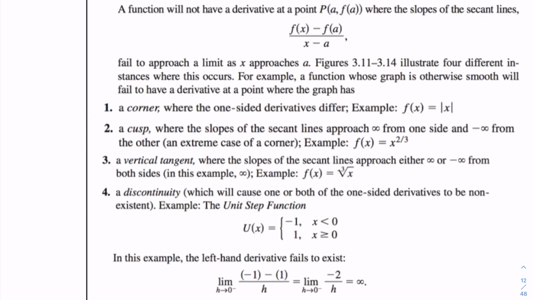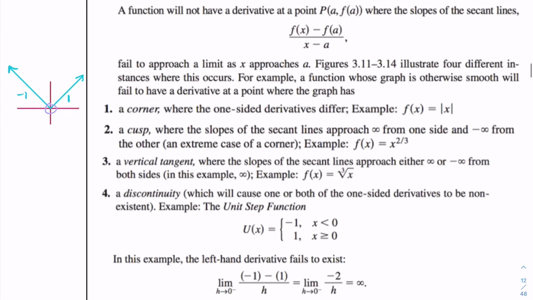It could look like the absolute value function, okay? So here's your absolute value function. Here's the function. And look at the slope, -1 and 1. So all of a sudden, you have a location where a lot is going on. There's a problem right there. And so this is what we call a corner.